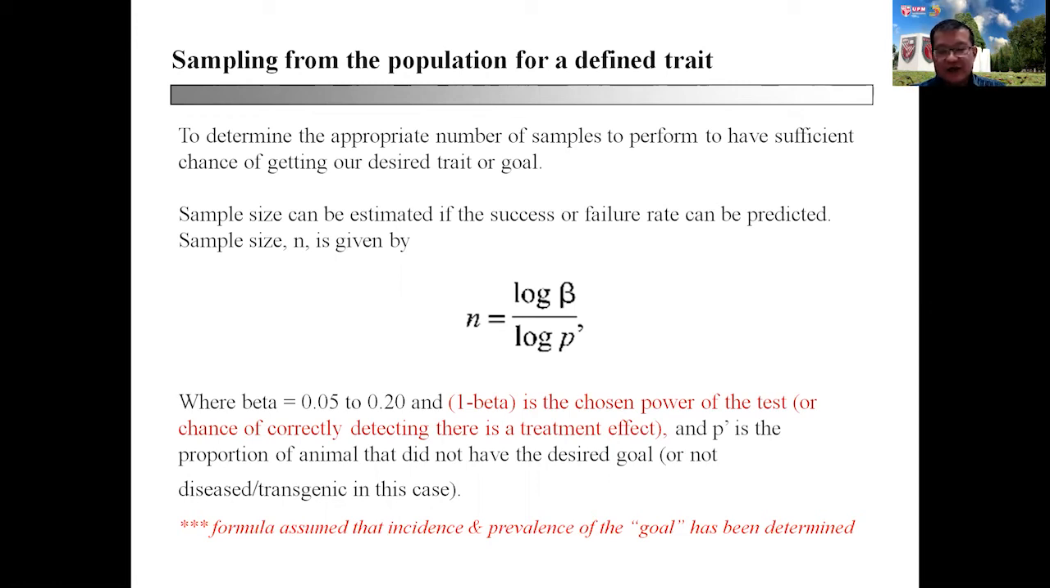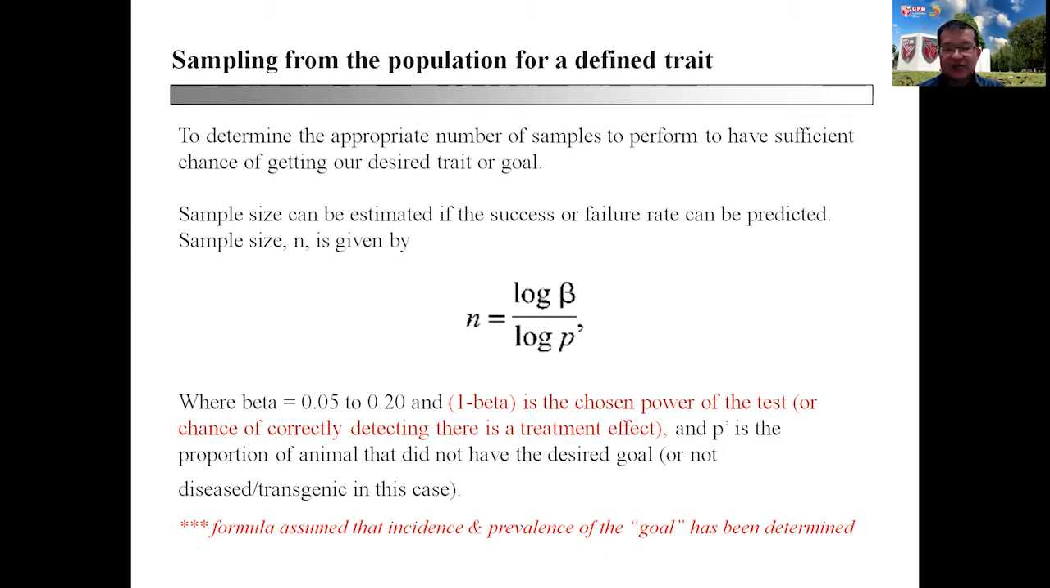So in this case, it will involve calculating several properties. You can see here, it also involves test power, which is 1 minus beta. It also requires you to calculate the proportion of animals that did not have the desired goal. In our case just now, since we only wanted animals with diabetes, we need to calculate the proportion of animals that will not get diabetes despite your treatment in order to have your starting sample size.